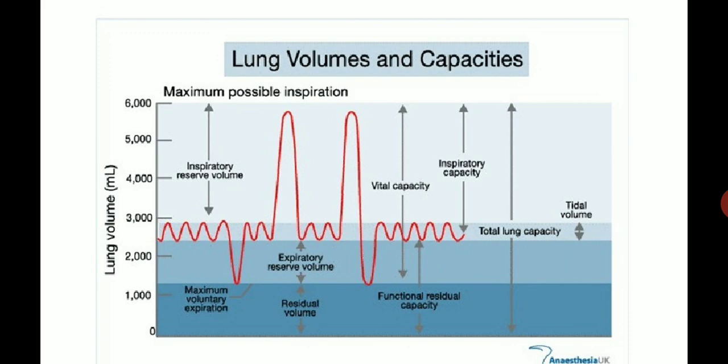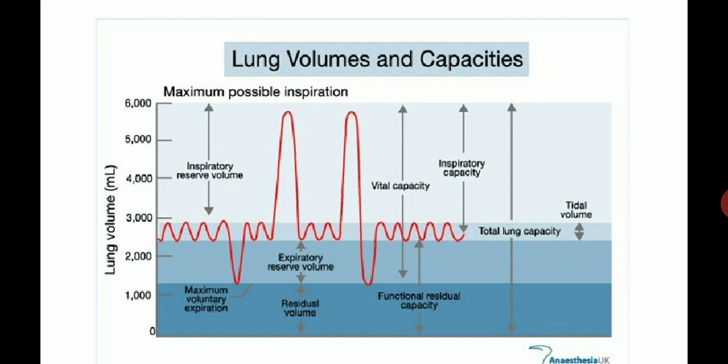Now let us study this graph which indicates the various lung capacities. Capacities of the lungs or the respiratory volumes in a normal human adult are as follows. Tidal volume. Air breathed in and out in a normal, quiet, unforced breathing is 500 ml.